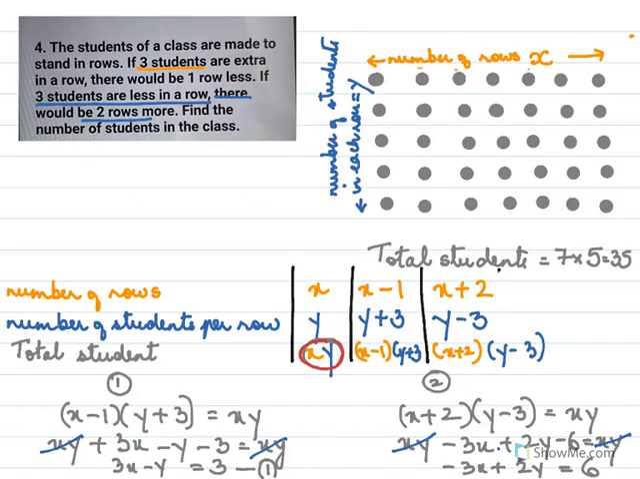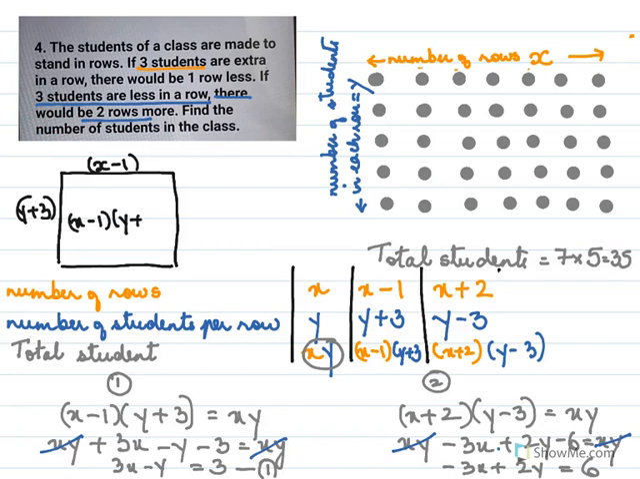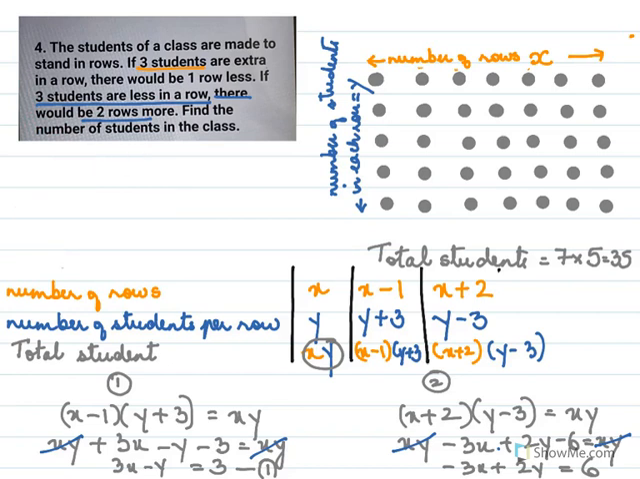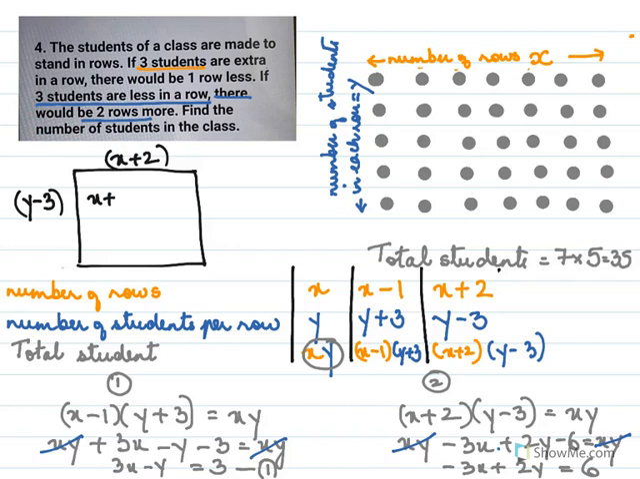Go back here and see we took the total students as xy. Go over the sum again. Here we had number of rows as x minus 1, and this we had as y plus 3, and on multiplying, the total students would be x minus 1 into y plus 3, which is equal to xy. That was the first equation. Now for the second equation, we had the same classroom, and now we have the number of rows as x plus 2 and number of students per row is y minus 3. So total students will be number of rows into number of students per row, which is again equal to xy.